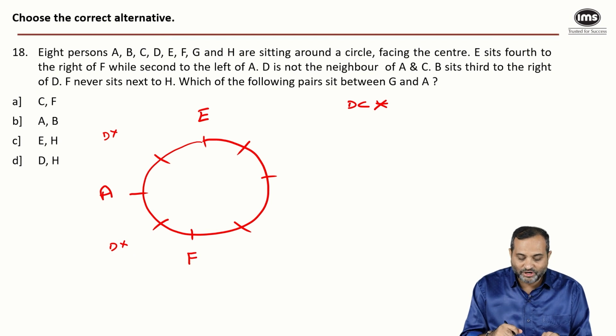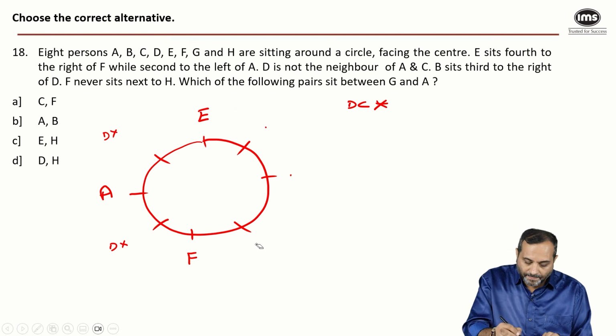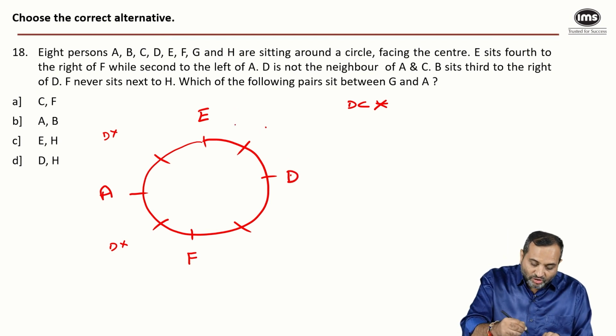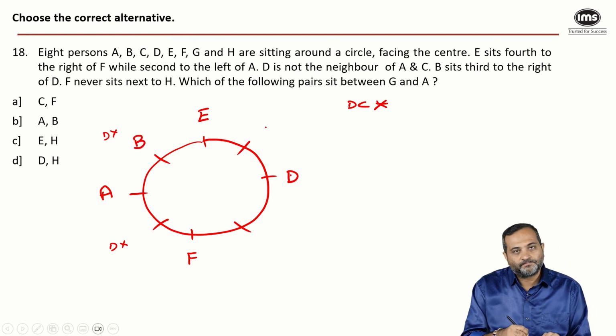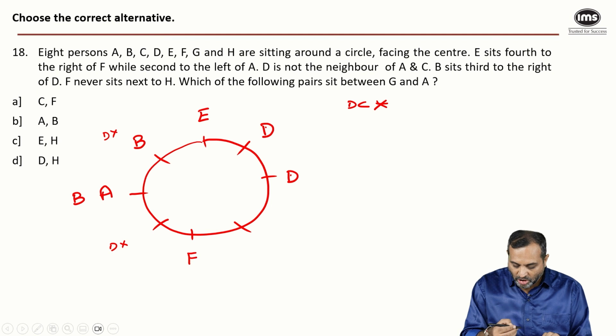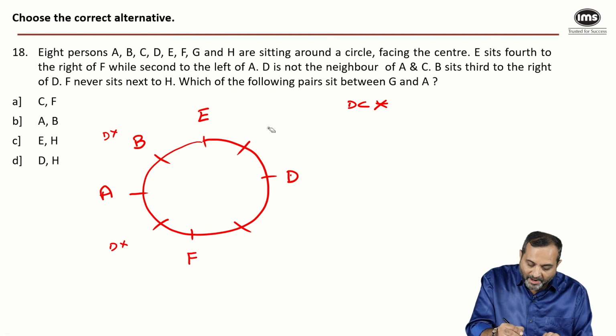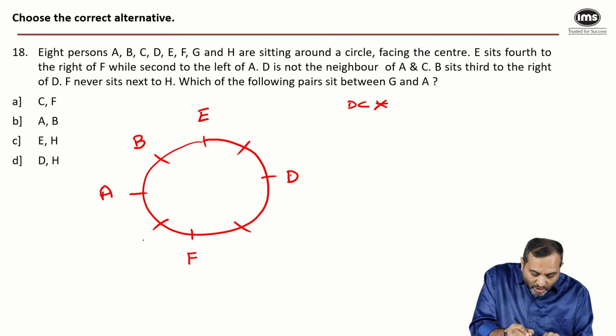B sits third to the right of D. So let me assume D is here. First to the right, second to the right, third to the right. Do I have a place for B? No. So D not possible here. Let's assume D is here. First to the right, second to the right, third to the right. So B can come here. And if I put a D here, can I say B has to come here, which is again not possible. So do you realize that there is only one place for D and B, and hence I have taken care of that. Now I know that D and C cannot be together. Hence, can I say there is only one place left for C?